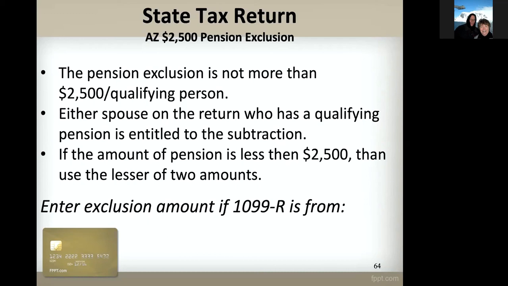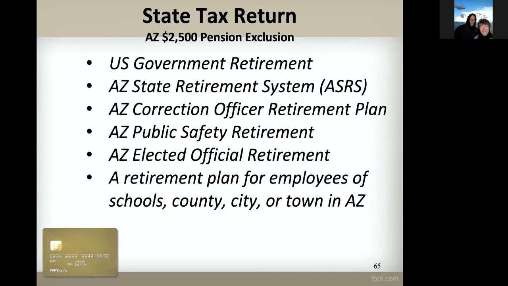But it's only available if the person worked in public government: U.S. government retirement, the Arizona State Retirement System, correction officers, public safety, elected official retirement, a retirement plan for schools, counties, cities, or towns in Arizona. You could be a librarian, a post office worker, or a teacher. These all fit. So if you were in public employment, that $2,500 pension exclusion is there. The problem is, even though TaxSlayer takes all that information in the federal return and flows it over into the state return, it doesn't do this.